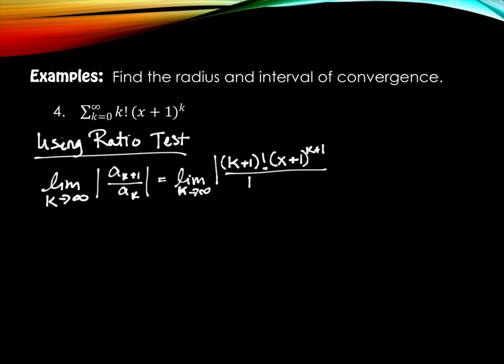It would be k factorial and x to the k. Notice this is not centered at 0 anymore, right? This is centered at -1. Wouldn't it be x plus 1 to the k in the denominator?